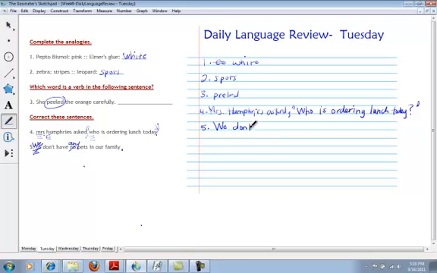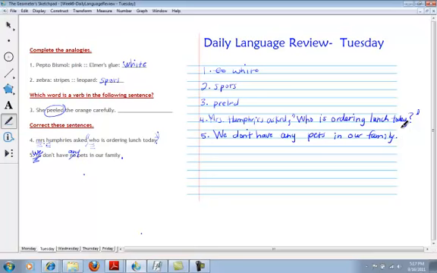We don't have any pets in our family. All right, very nice.